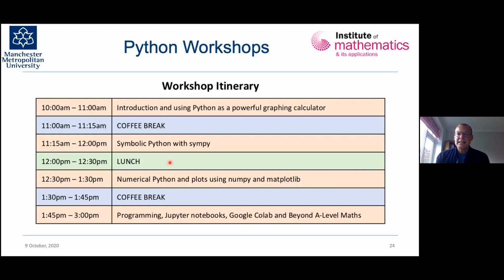Okay, so this is just an itinerary of the workshops that I run. So you'll see for the first hour, I introduce delegates to Python and I show them how to use that as a powerful graphing calculator. And today I've just given you a little snapshot of what that looks like. Then there's a 15-minute coffee break. Then at 11:15 till 12, I show delegates how to use Symbolic Python, so how you can differentiate, integrate, etc. Then there's a break for lunch. And in the afternoon, I introduce Numerical Python and how you can plot using Numerical Python and Matplotlib. And then after the final coffee break, we then look at simple programming and how to use Jupyter Notebooks, how to use Google Colab, and then I explain a bit about beyond A-level mathematics.